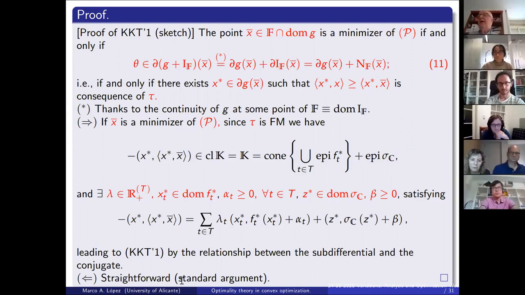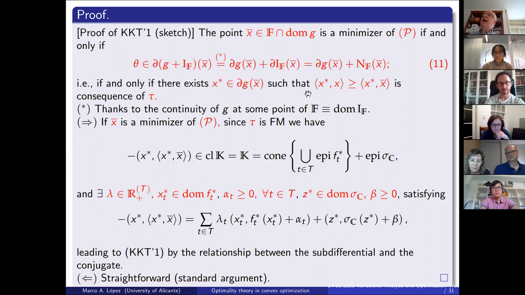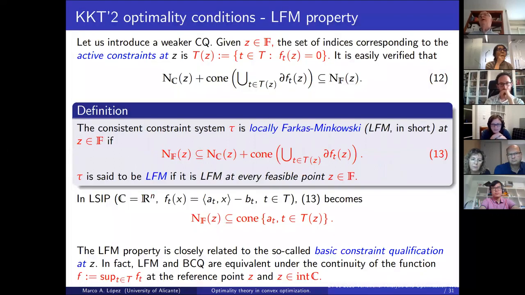It's something technical, but without any property. The assumptions are used here. Just the continuity to decompose and the Farkas-Minkowski property just to allow me to forget the closure here. Because X star must satisfy this inequality, which is a consequence of that. A new property which is weaker, just giving rise to the second set of optimality conditions.